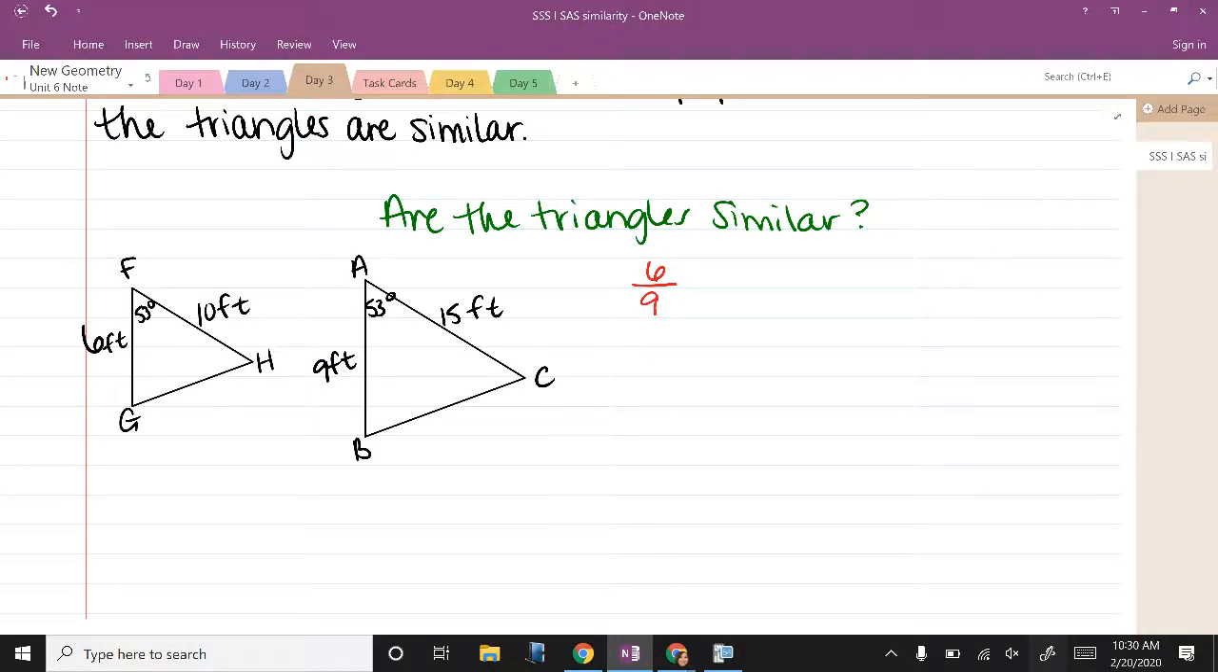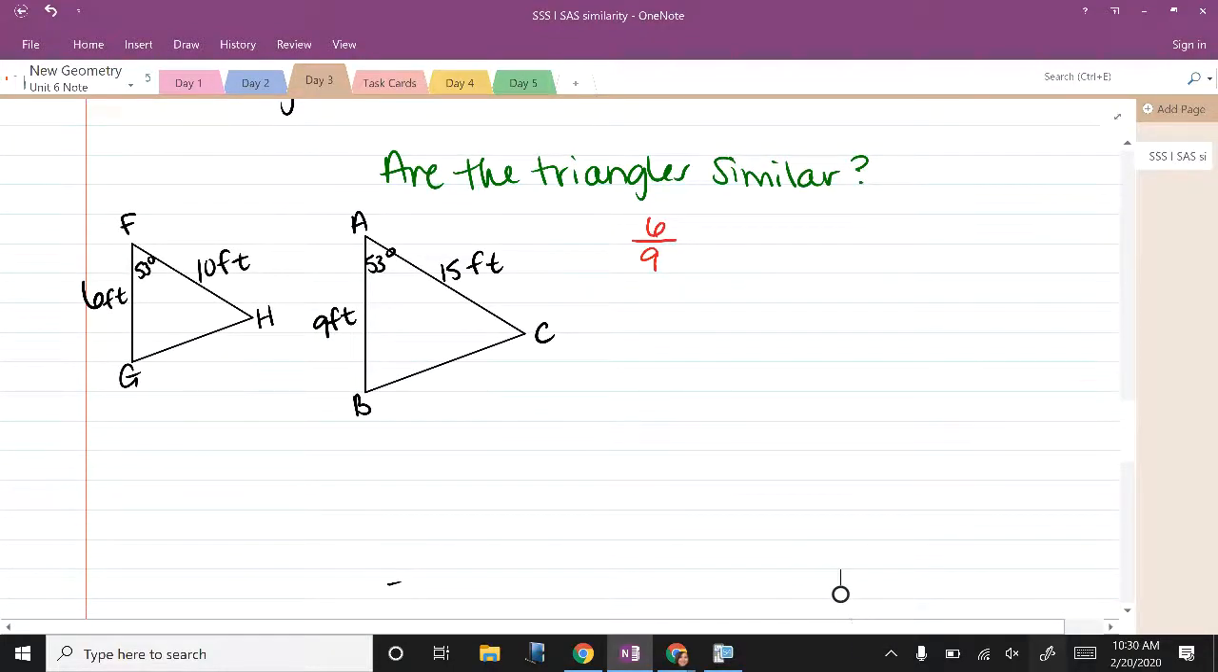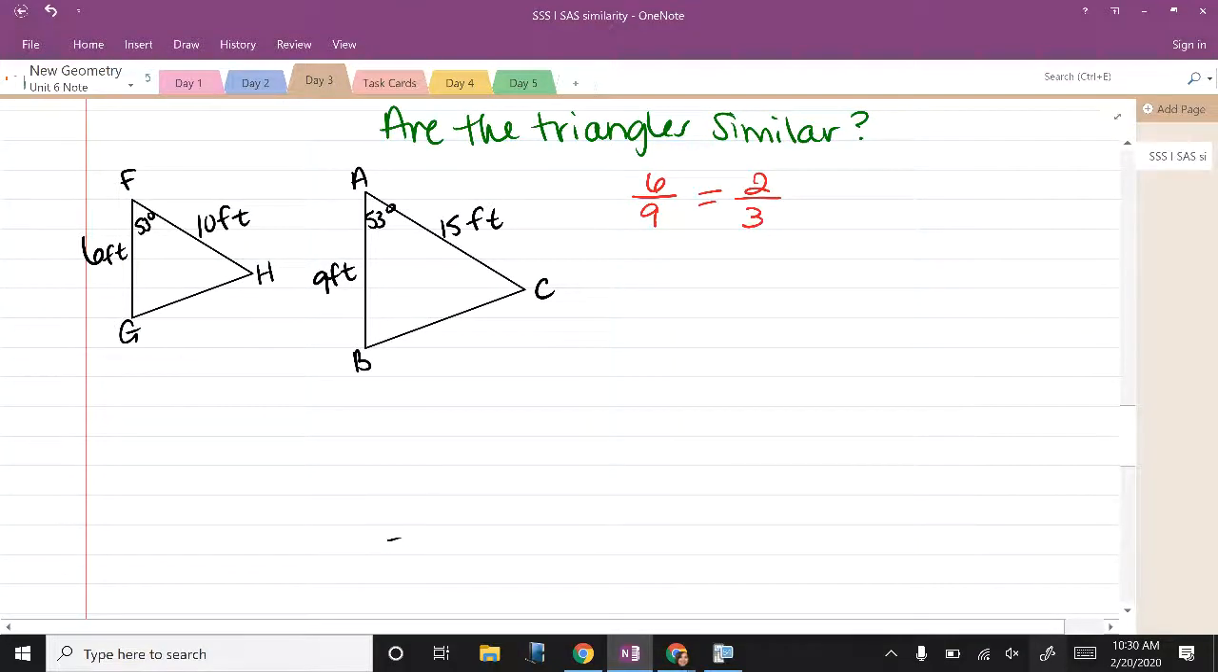The smallest side of this triangle goes with the small side of this triangle, right? Okay. So 6/9 reduces to what? 2/3. And then the longest side in the first one is 10/15. And what does that reduce to? So they reduce down to the same ratio. So the sides are proportional, the angles are congruent. So are they similar? Yes, because of side angle side.